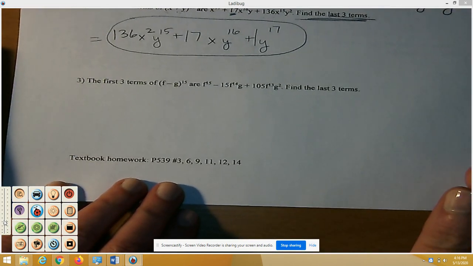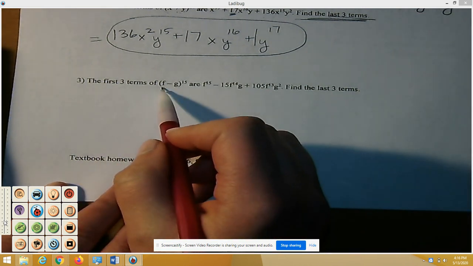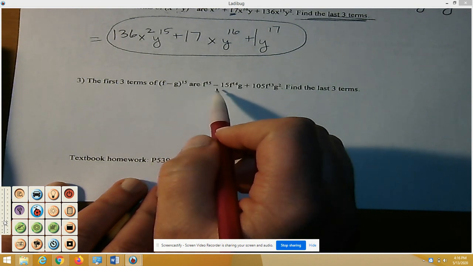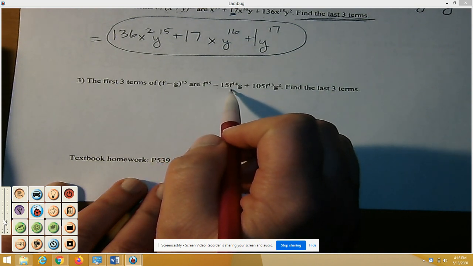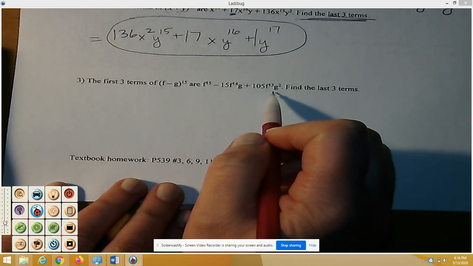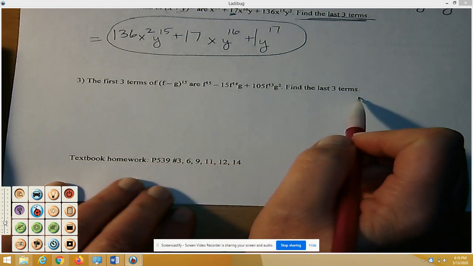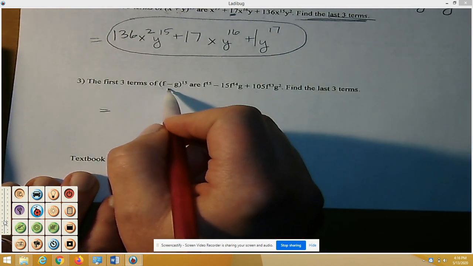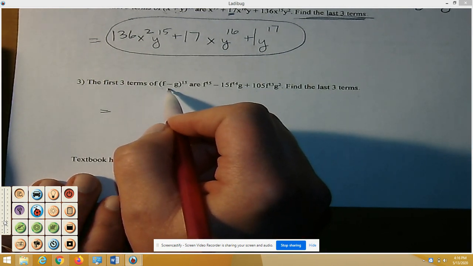All right, and then the last one is find the last 3 terms. The first 3 terms of (f minus g) to the 15th are f to the 15th minus 15 f to the 14th g plus 105 f to the 13th g squared. Find the last 3 terms. So it's very similar to the one that we just did, except that this is going to be negative. So just pay attention to that.